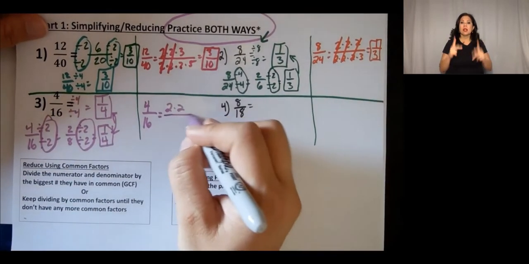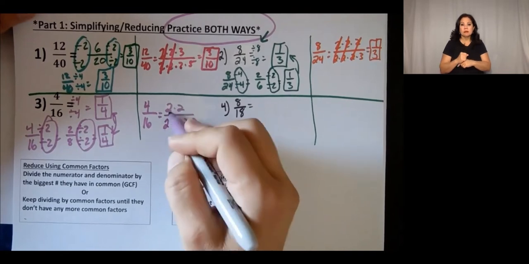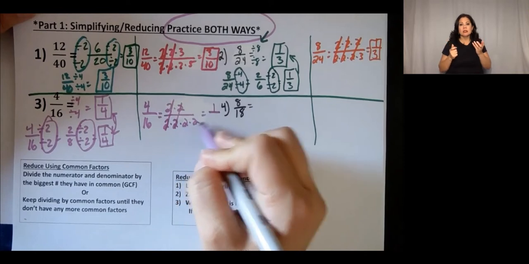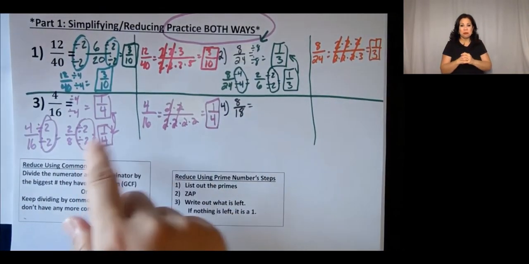All right, I'm going to continue with this one in case you did both of them. This will be 4 times 4. Cancel, cancel. Nothing's left on top, so it's a 1. 2 times 2 is 4. I get the same answer. These are just different strategies.